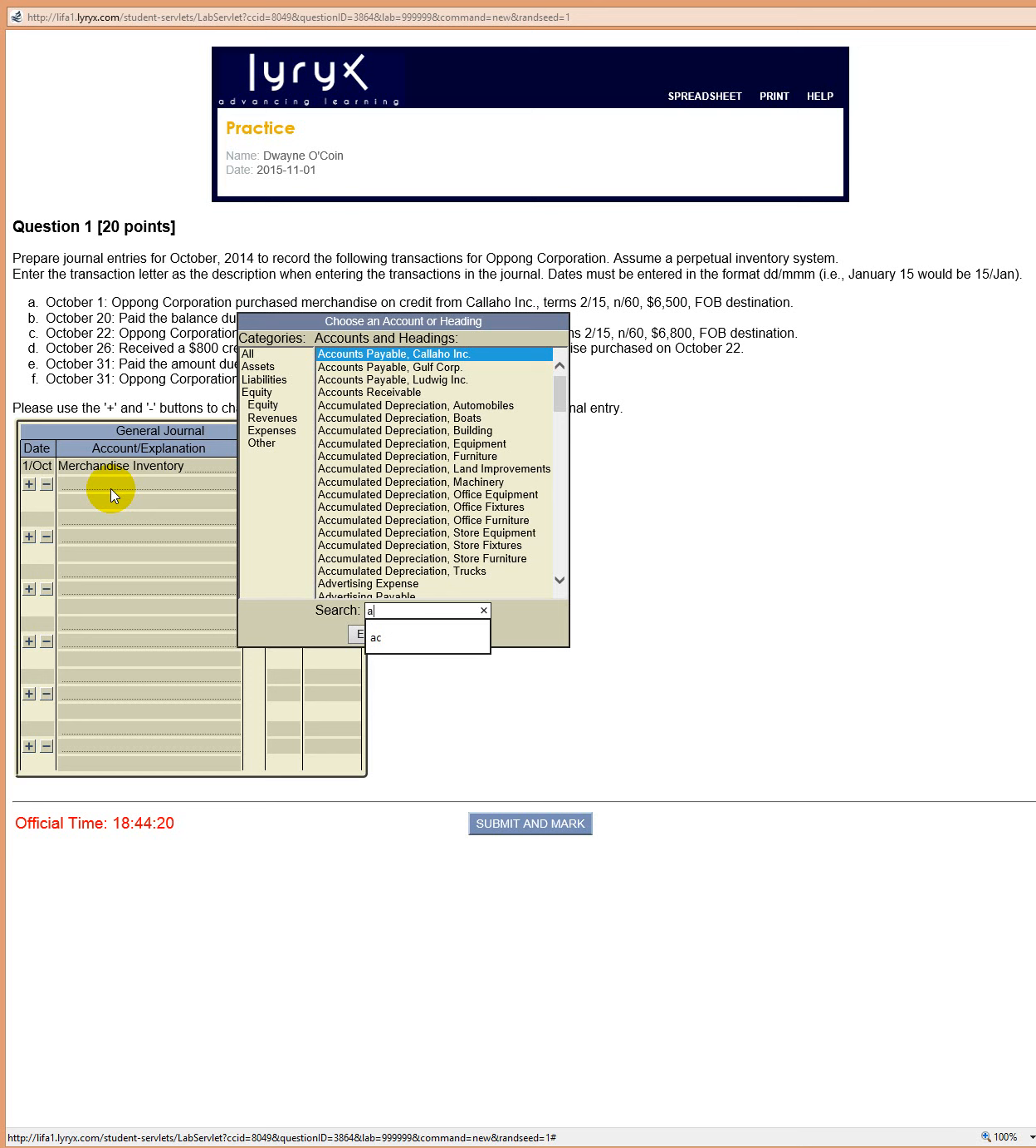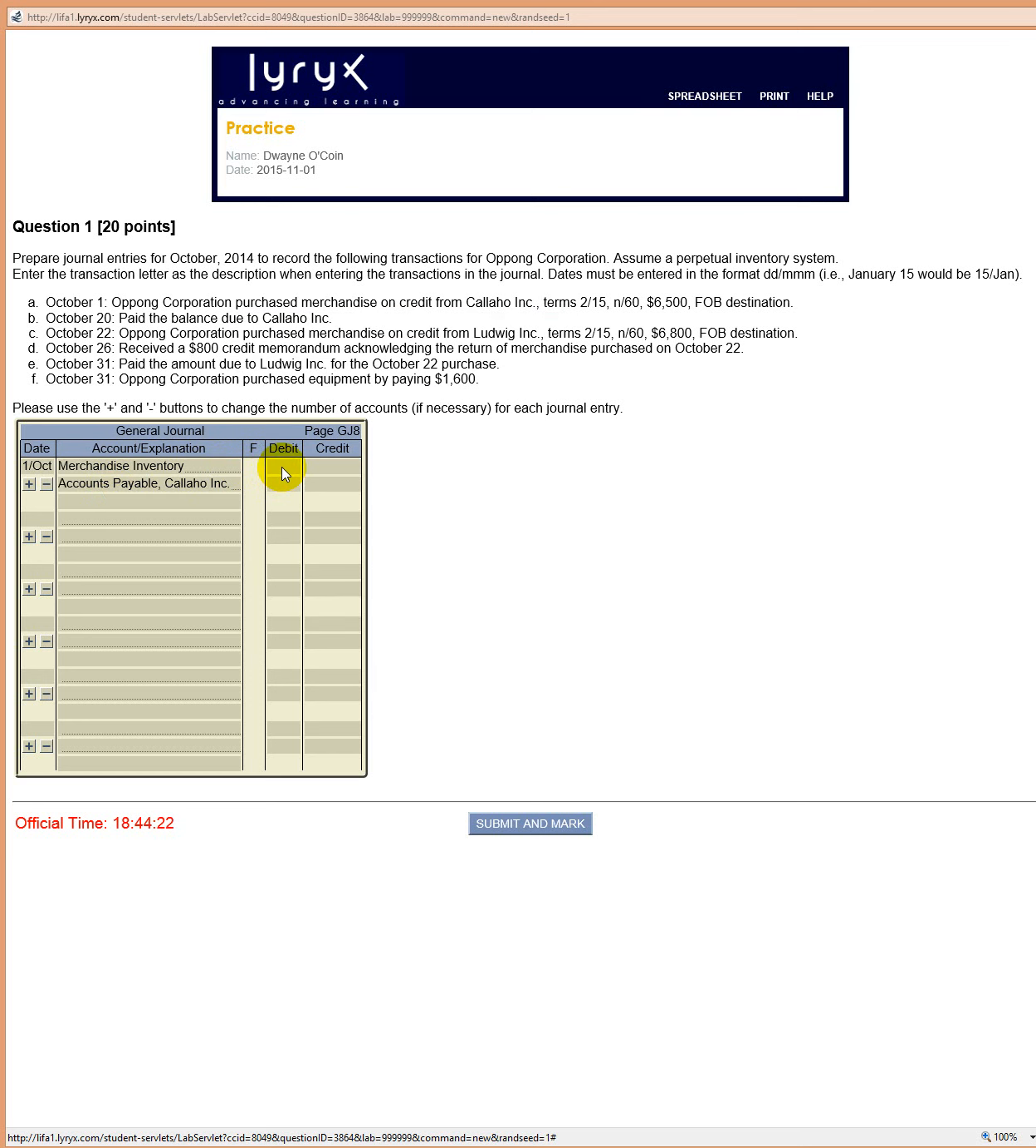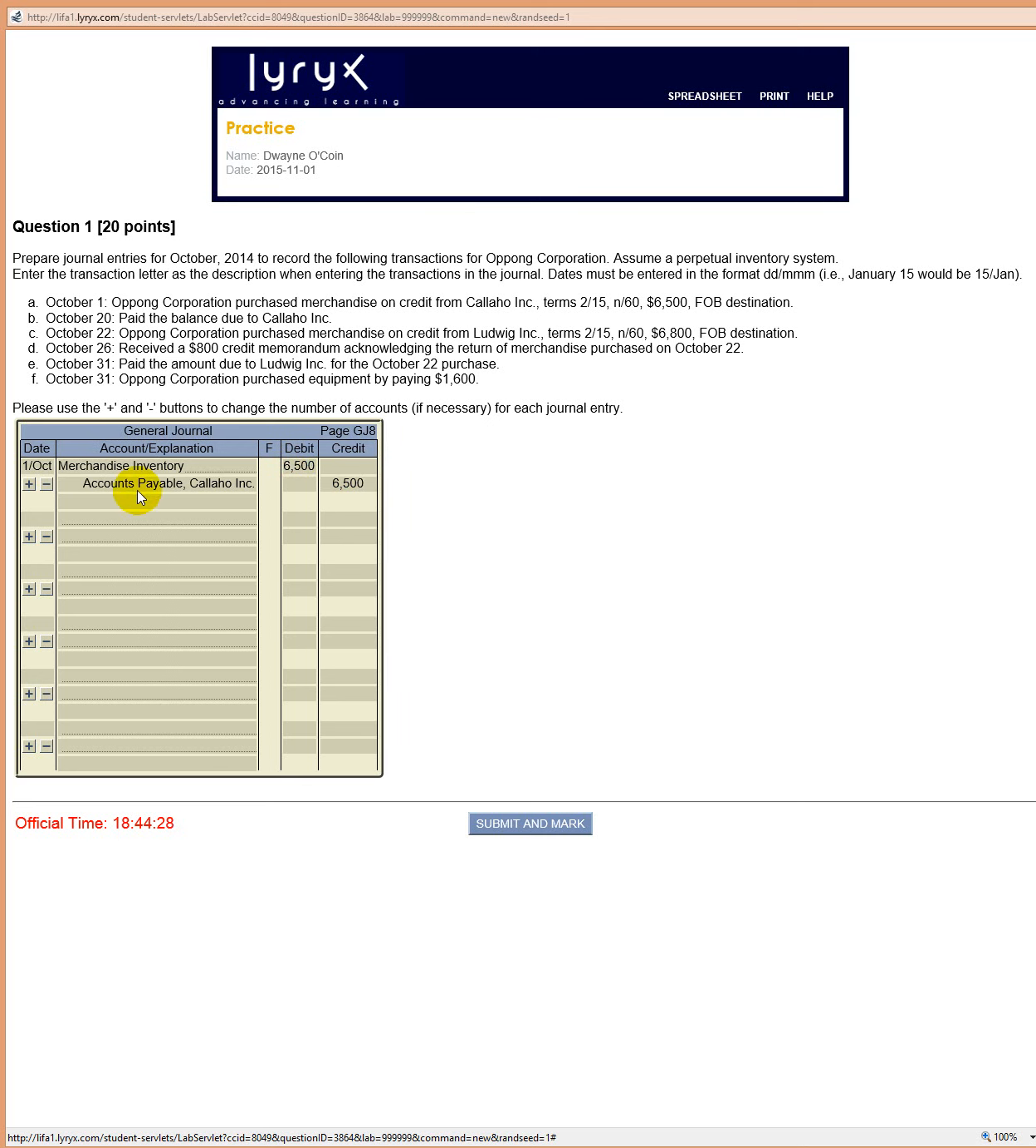And we have some choices here. Callao Inc. is one of them, and the amount is going to be the full 6,500 because we have to pay within the specified time period in order for us to get the discount.